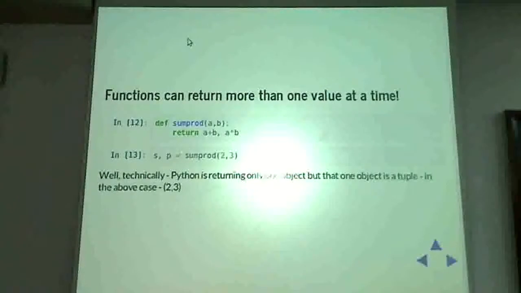So it is returning a tuple here, and we have seen on the first day, in the second lecture, that this kind of assignment is allowed in Python, where I can say a comma b equals 2 comma 3. That is allowed in Python. That's how this works. So s and p store these two respective values.